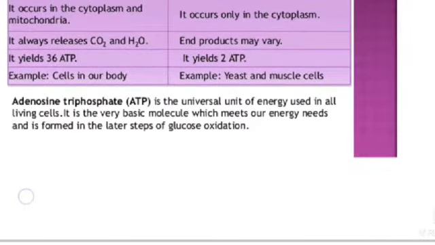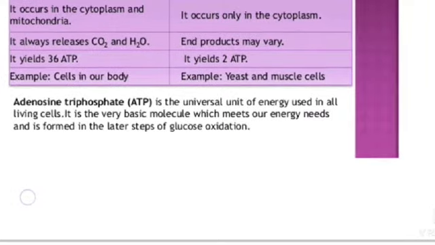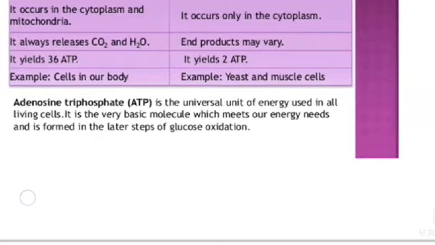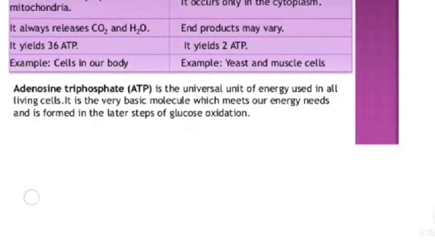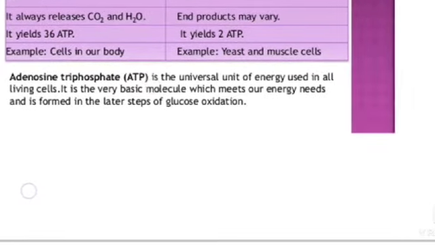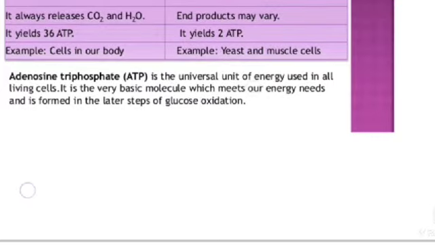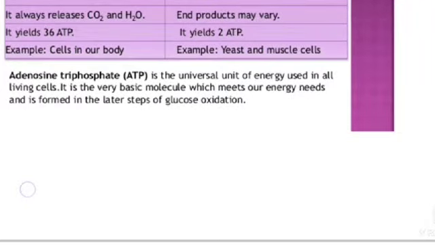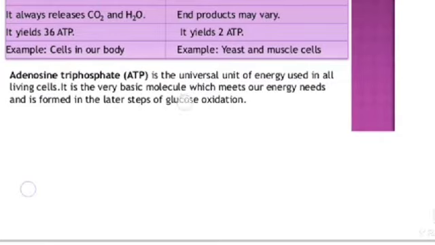Adenosine triphosphate, that's called ATP, is the universal unit of energy used in all living cells. It is the very basic molecule which meets our energy needs and is formed in the later steps of glucose oxidation.